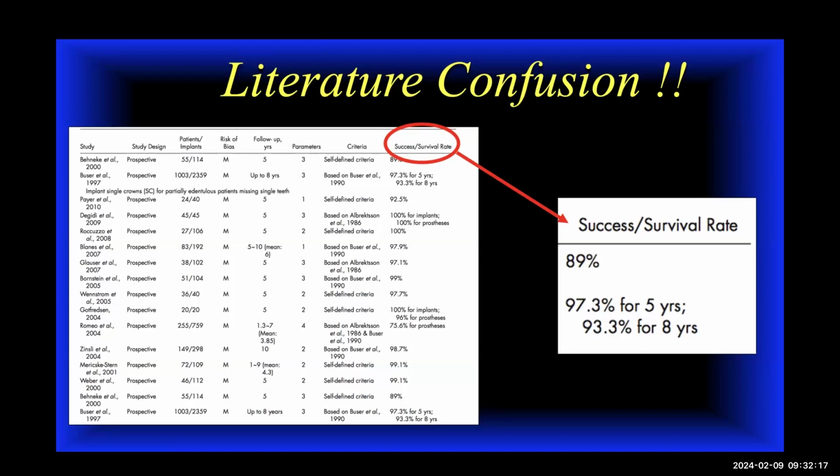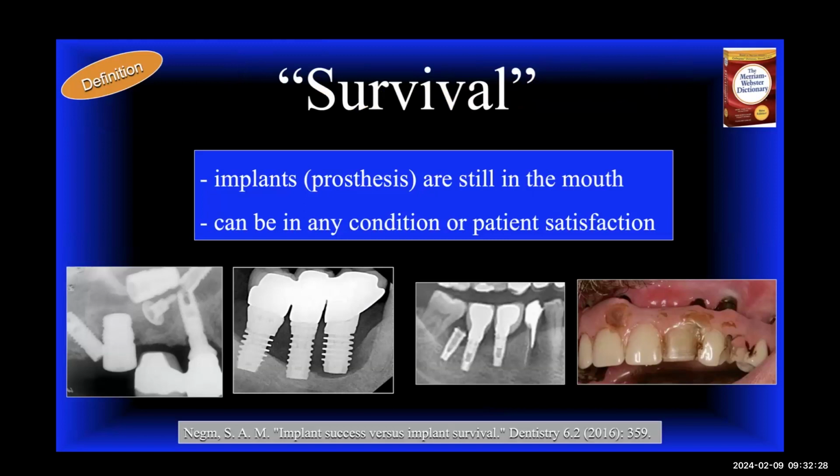The problem is there is no congruent, generalized process on how to define if it is a failure or not. So let's talk about survival. You might have a study from manufacturer S that says they have a 98% success. But if you delve into the materials and methods, you'll find that they're using what is called survival. That means the implant's in the mouth.